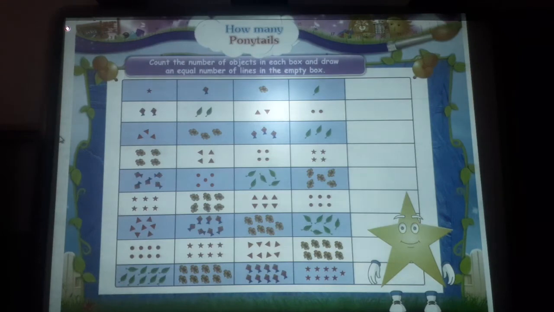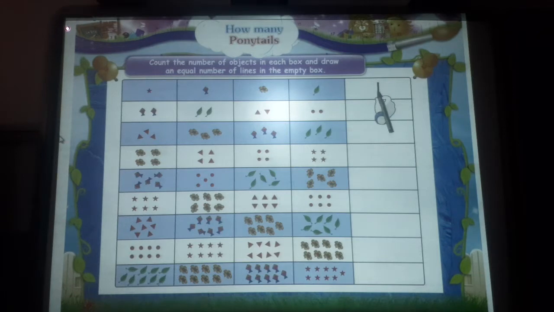Now count the number of objects in each box and draw an equal number of lines in the empty box. One star, one kite, one flower, one leaf. So, draw one line in the box.